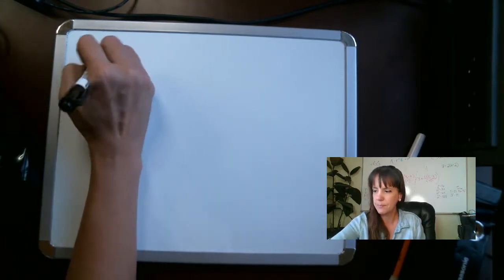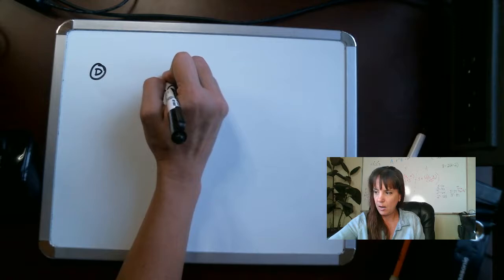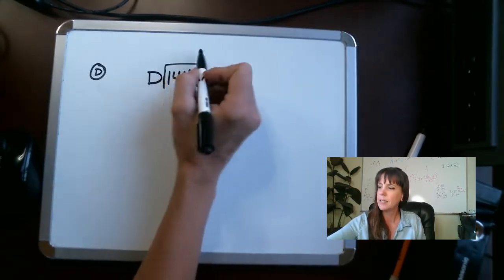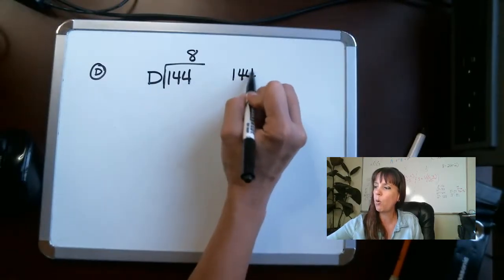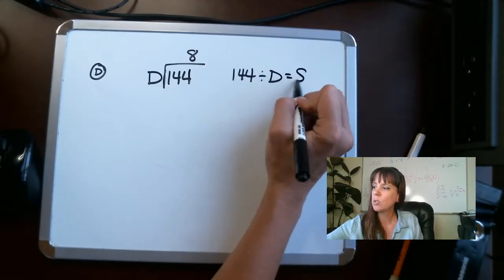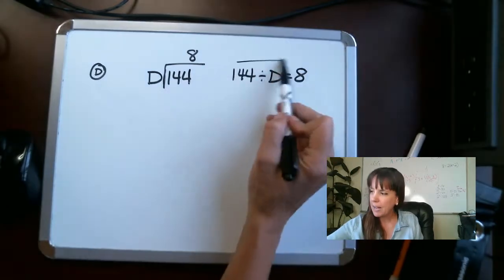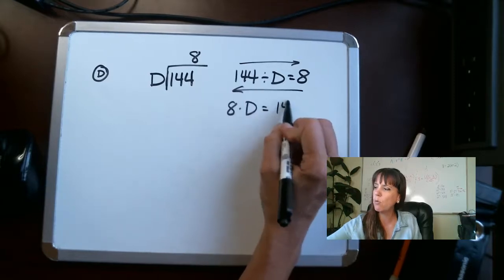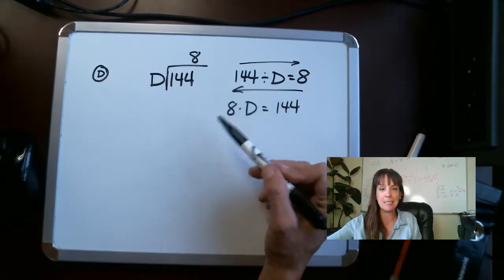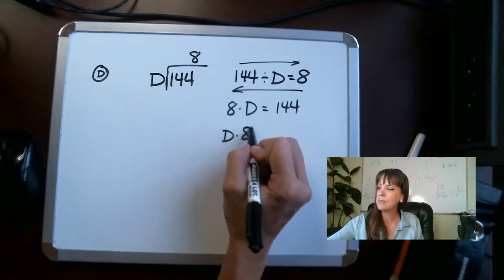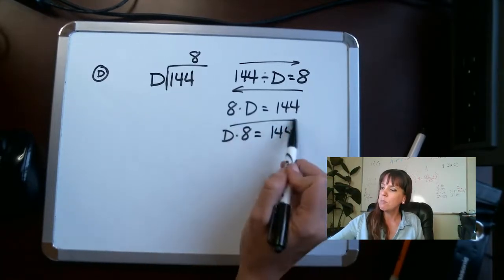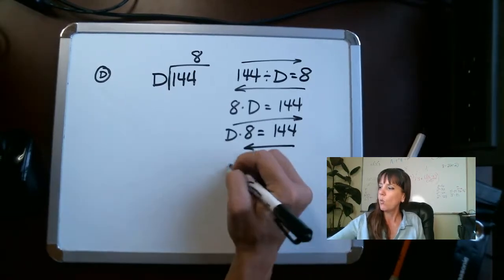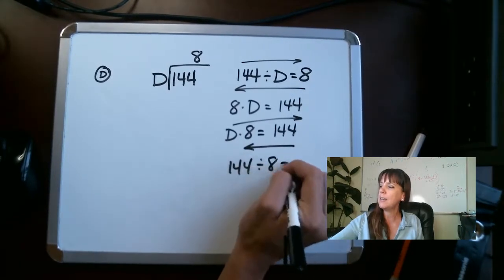All right, D. We have 144 divided by D equals 8. Well, if we divide in this direction, we multiply in that direction. If we do that, we get 8 times D equals 144. That doesn't help us because we need to get that D on the front, right? So D times 8 is 144. If we multiply in that direction, we can divide in that direction. So we get 144 divided by 8 equals D.